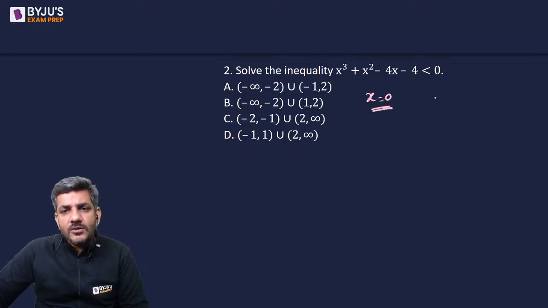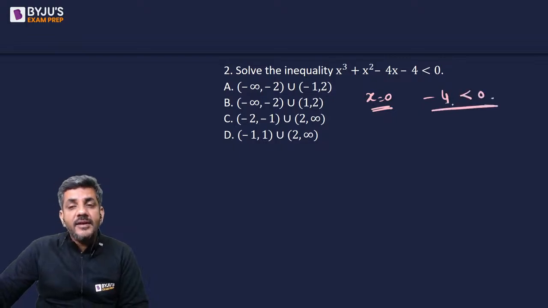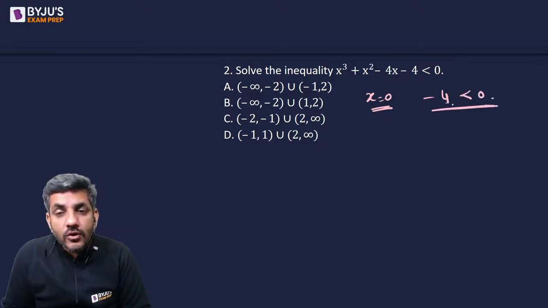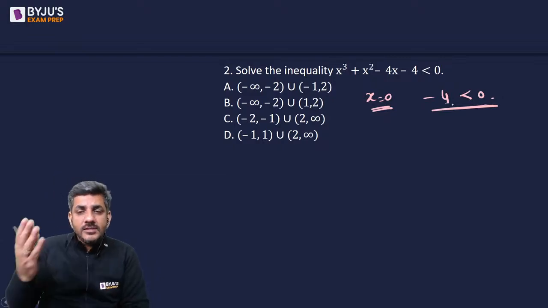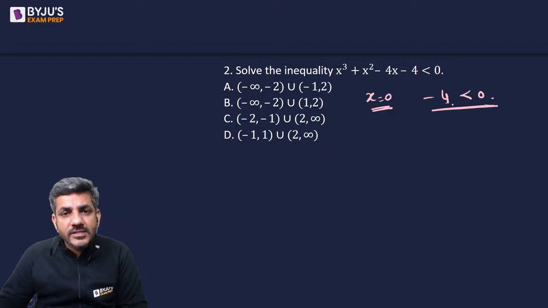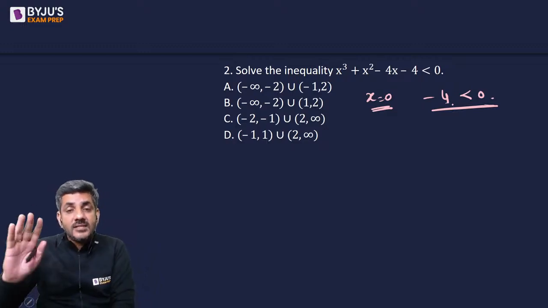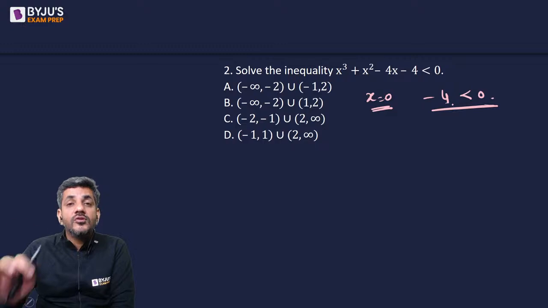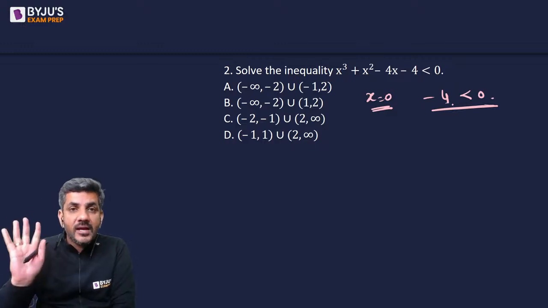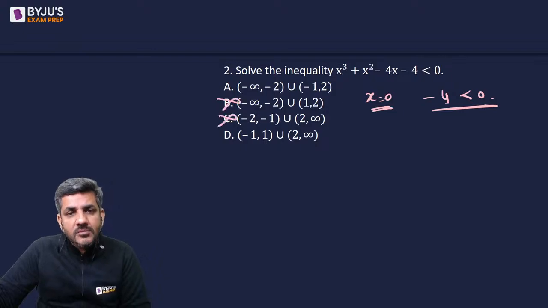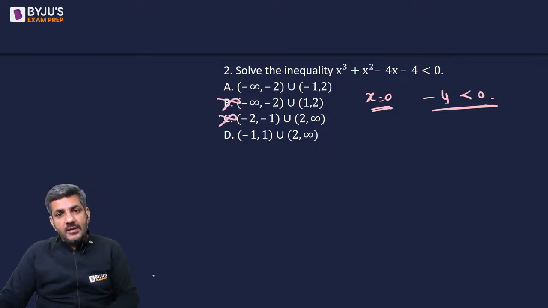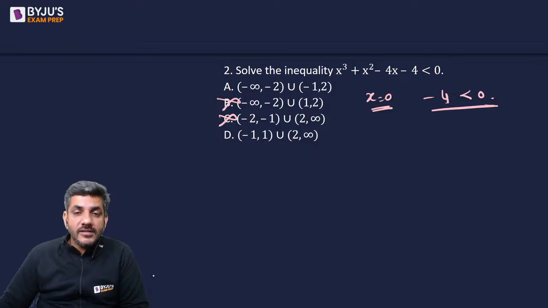If I put x is equal to 0, it becomes minus 4 on the left hand side, and that is satisfied. Putting x equal to 0, I get minus 4, which is less than 0, so it is satisfied, and therefore 0 would be a part of my answer. If 0 is a part of my answer, this cannot be my answer, and this cannot be my answer. 0 does not come in these. These two do not have zero in them.